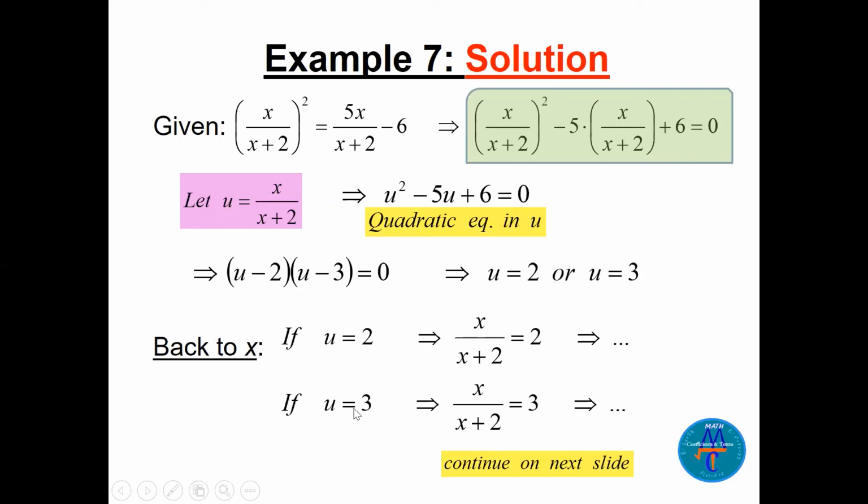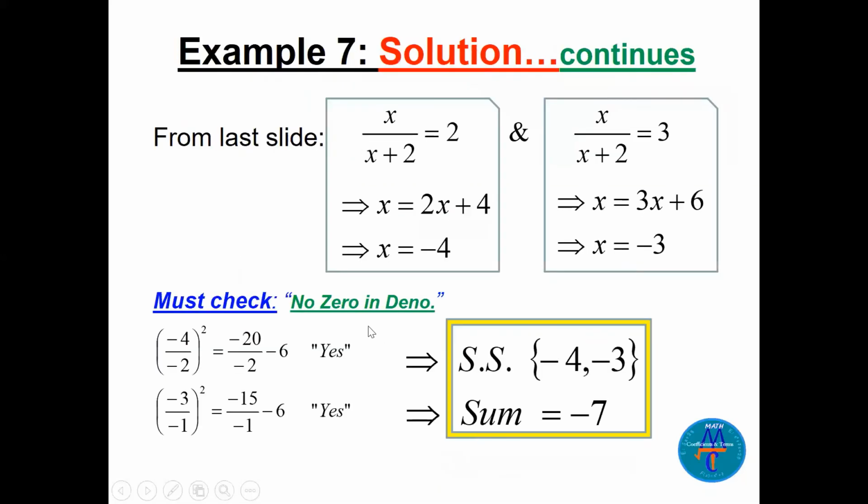Same thing for u equals 3. X over x plus 2 is equal to 3. Cross multiply. On the next slide, we can see x will be minus 4 or x will be minus 3. You can check the numbers easily.